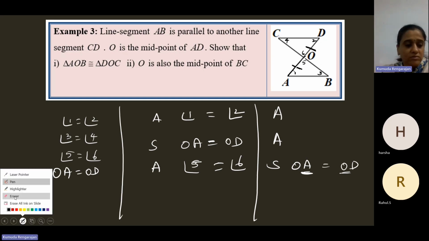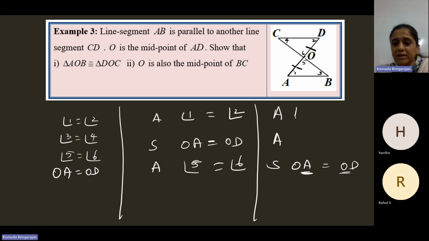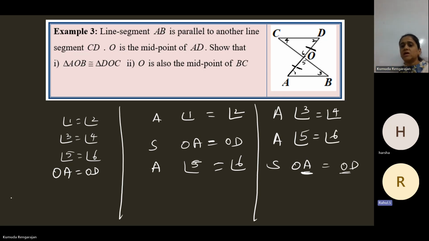So you write angle 3 and angle 5. Angle 3 of the first triangle is equal to angle 4 of the second triangle. Angle 5 of the first triangle is equal to angle 6 of the second triangle. 3 is equal to 4. See, always an angle or a side of the first triangle is equal to an angle or side of the second triangle.